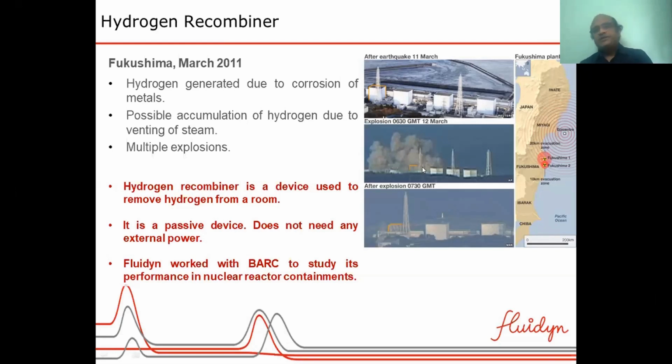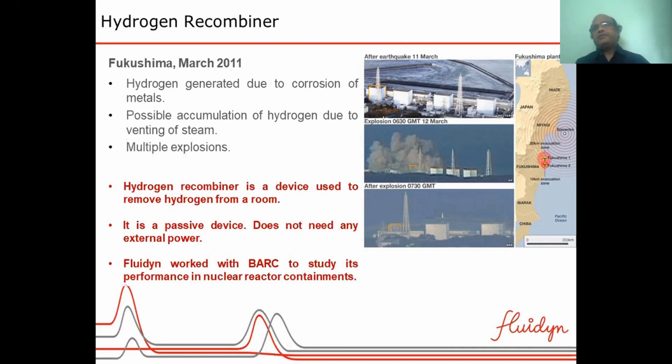The later investigations pointed to the fact that there could have been a leak of hydrogen and its entrapment and accumulation, and that its ignition might have caused this explosion. So after this, a lot of attention was paid to the hydrogen removal systems in nuclear power plants. One method or one device suggested is the hydrogen recombiner.